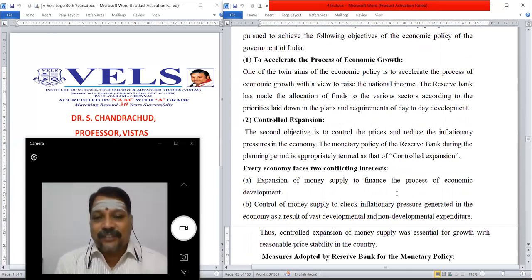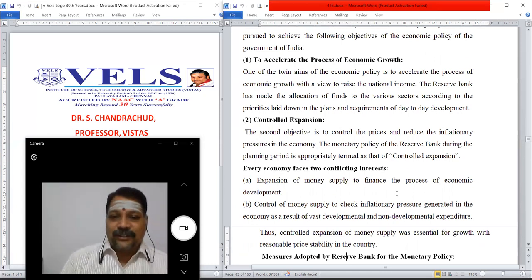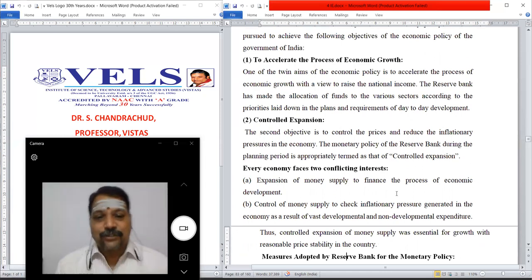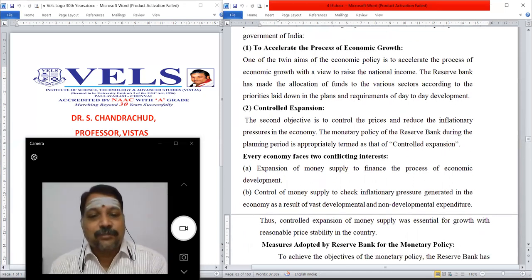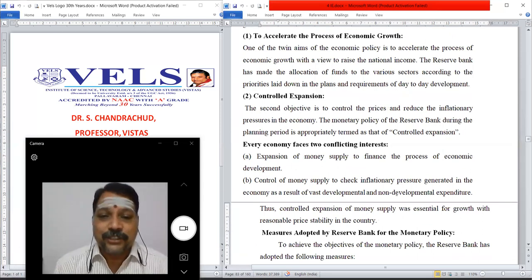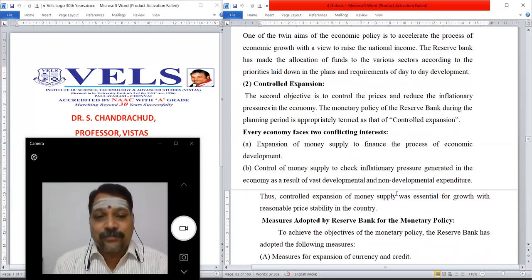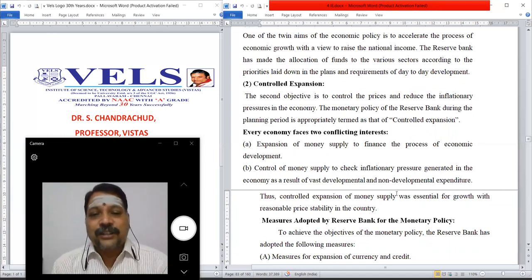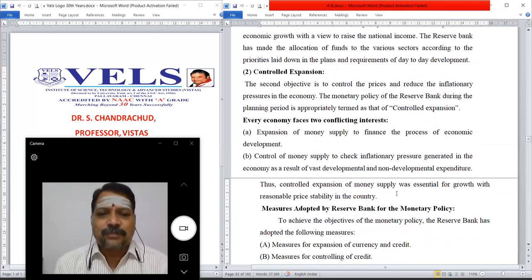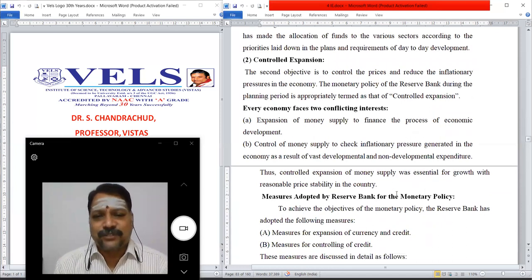And for that, we have to give some ancillary support. So we have to control the expansion. The second objective is to control the prices and reduce the inflationary pressure in the economy. The monetary policy of the Reserve Bank during the planning period is appropriately termed as controlled expansion. So under the head of controlled expansion, these are the things they have done.